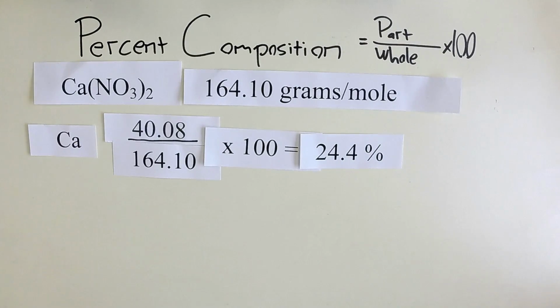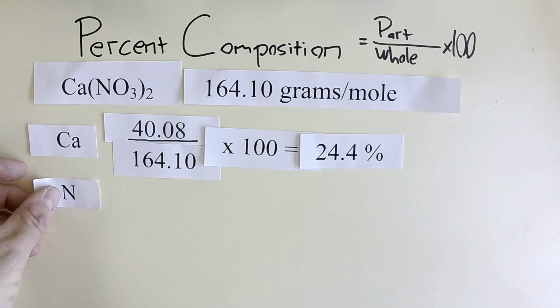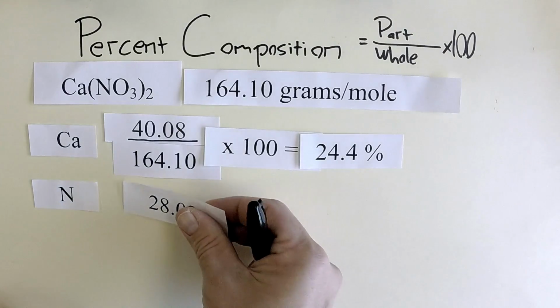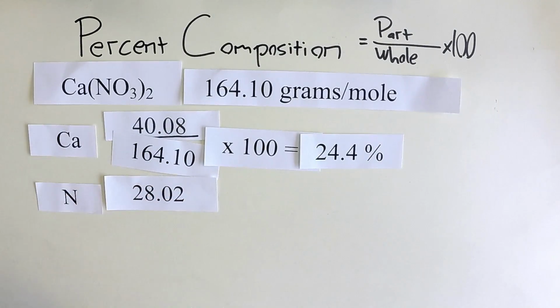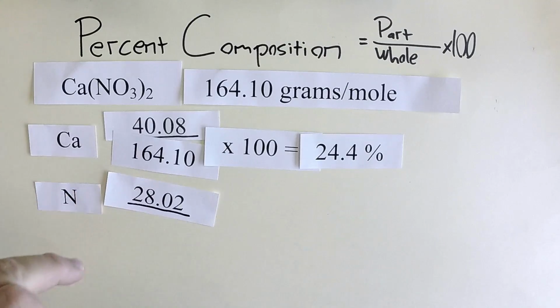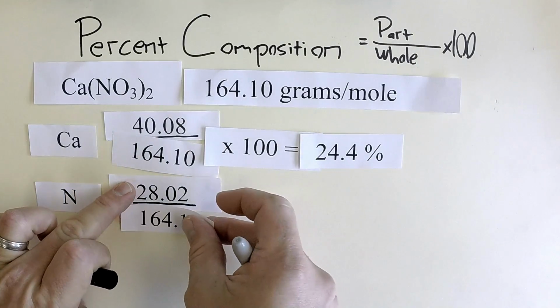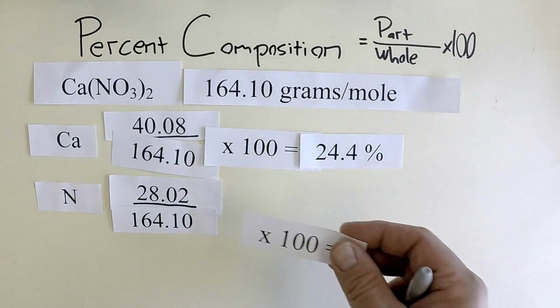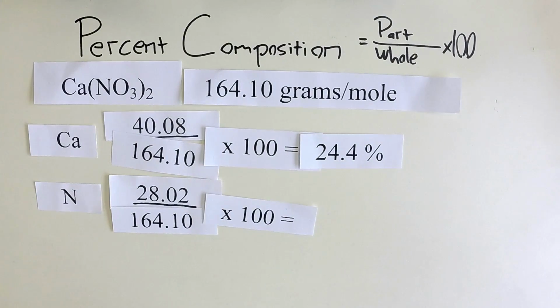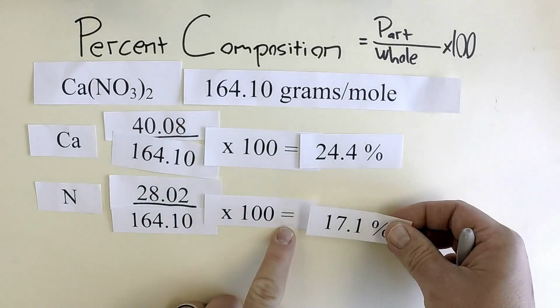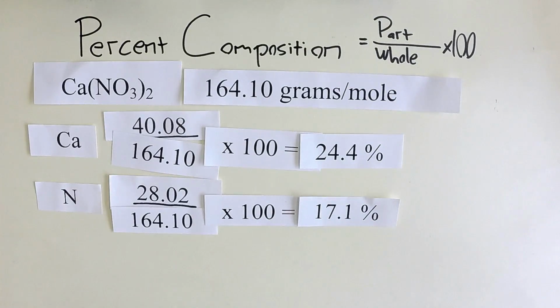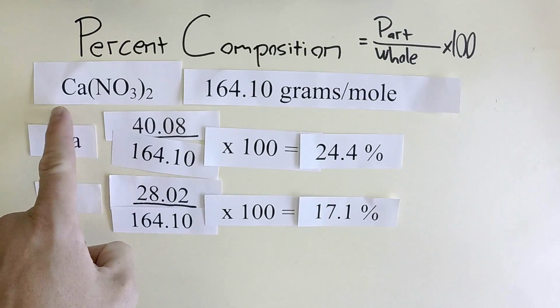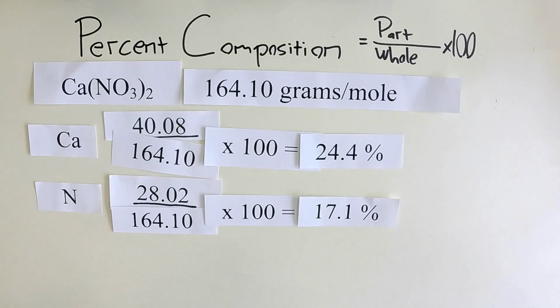Now, for the other elements, let's do those. Nitrogen, remember that our nitrogen component was 28.02. That's 2 nitrogen atoms. And we're going to divide that again by the formula mass, 164.10. And then we will multiply that by 100. When we do that, our percentage is 17.1%. So what we're saying is that 17% of this compound by mass is nitrogen.